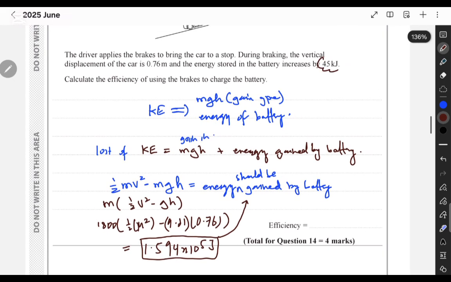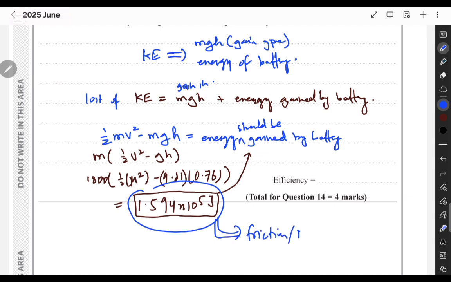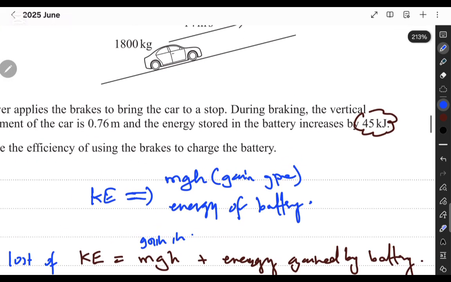But in reality, the battery only gets 45 kilojoules. That means out of this energy, quite a lot of the energy is lost, probably due to friction or due to work done against drag force. Okay. So I can say the kinetic energy also is going to be split into, it's not only going to be MGH and energy of battery, it's also going to be work done against other forces, such as the drag force, or the kinetic energy is converted to other forms of energy, okay?